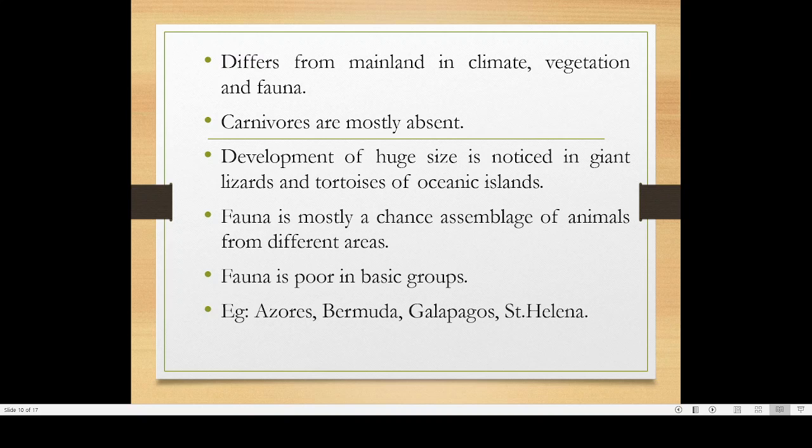Then another peculiarity is that the animals of oceanic islands are basically a chance assemblage. Chance assemblage means animals coming from different parts. For example, take Lakshadweep or Maldives, mostly very few animals are there. Most of the animals are either rats, which might have reached through ships, or bats. Then regarding the reptiles, I don't see any snakes there.